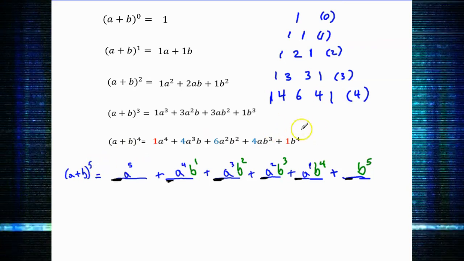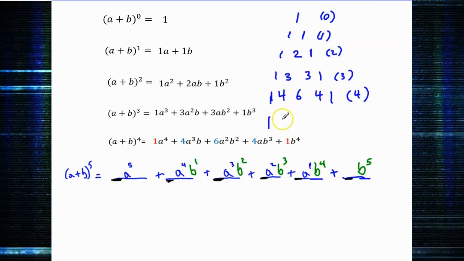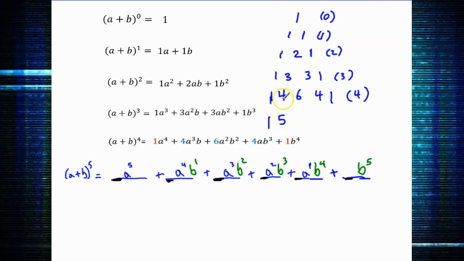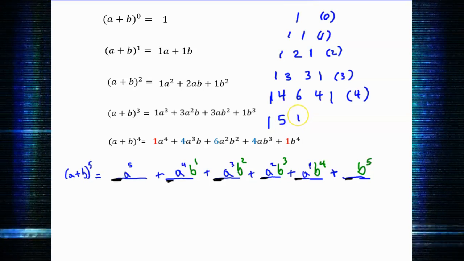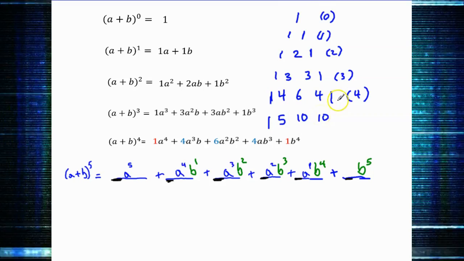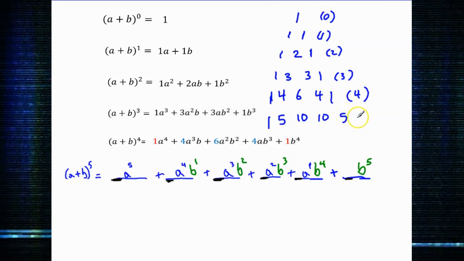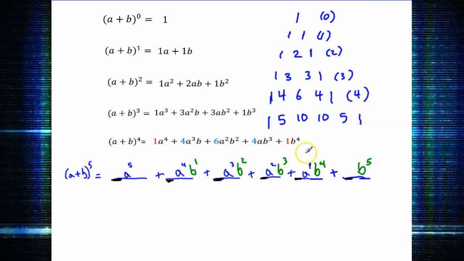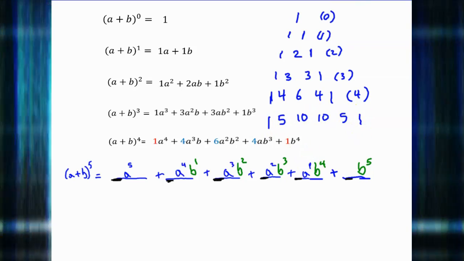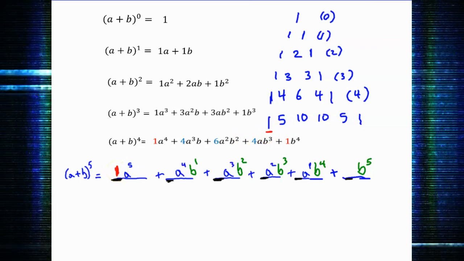To get the fifth power, we're going to again start with a 1, add 1 and 4, that's 5, add 4 and 6, that's 10, add 6 and 4, that's also 10, add 4 and 1, that's 5, and then we're going to end with a 1 at the end. So all of these coefficients here are what we end up with if we're raising everything to the fifth power.